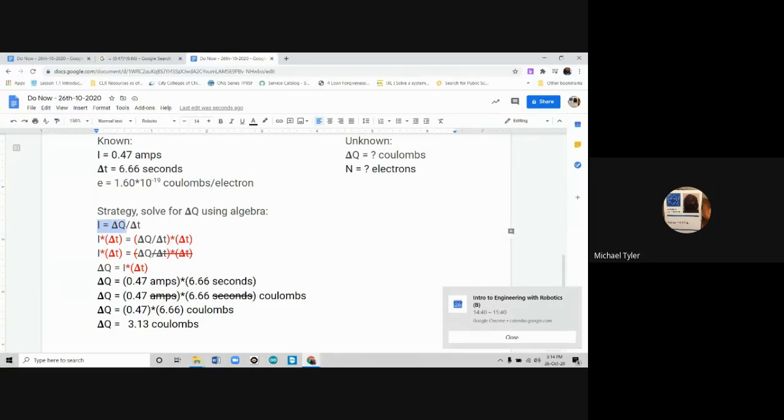I is equal to delta Q divided by delta T. We talked about this. Now we have to solve for delta Q using algebra. To do that, the supreme rule of algebra is what you do to one side, you must do to the other side, and when I'm talking about sides, I'm talking about sides of the equal sign. The first thing I did is put parentheses around this division, delta Q divided by delta T. Then I said, what's the reverse process of division? That's multiplication. Delta T divided by delta T is equal to 1.